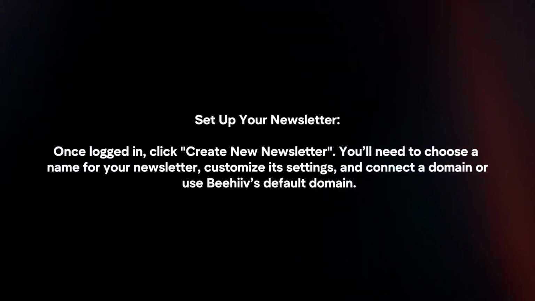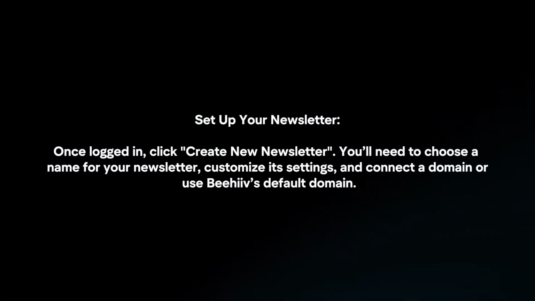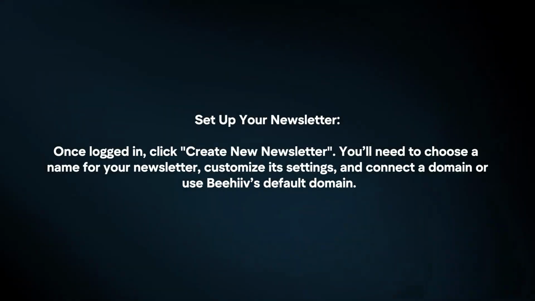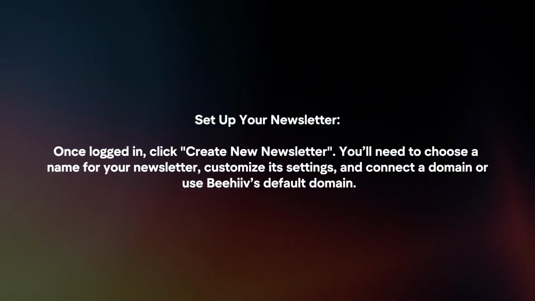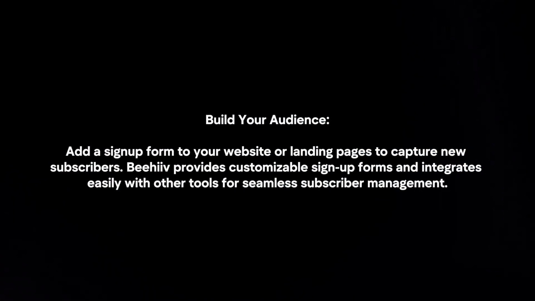Set up your newsletter. Once logged in, click Create New Newsletter. You will need to choose a name for your newsletter, customize its settings, and connect the domain or use Beehiiv's default domain.